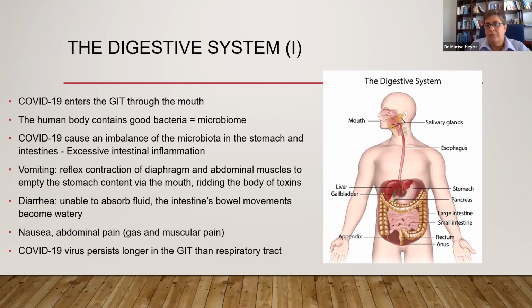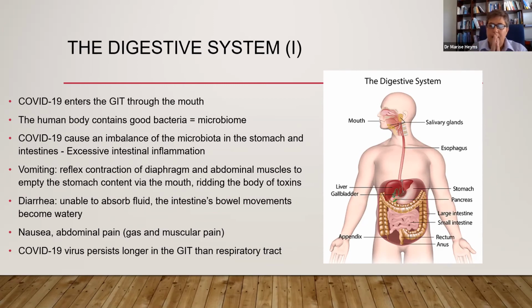And then you have this reflex contraction of the diaphragm and the abdominal muscles because you want to empty the stomach contents. You also have diarrhea, and that's when the large and small intestines don't absorb enough fluid and your bowel movement becomes watery. Nausea, postnasal drip causes a lot of the nausea, and you also have abdominal pain. It's mostly to do with gas and muscular pain.